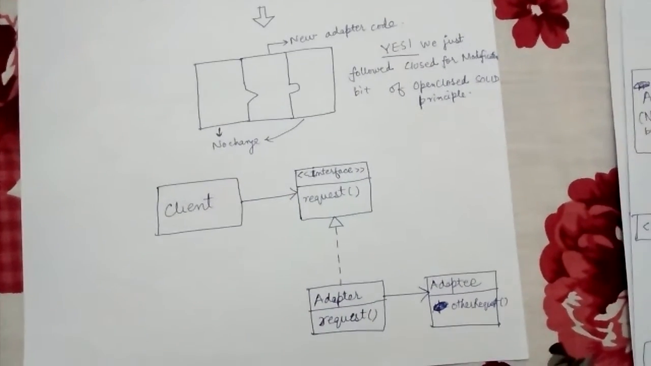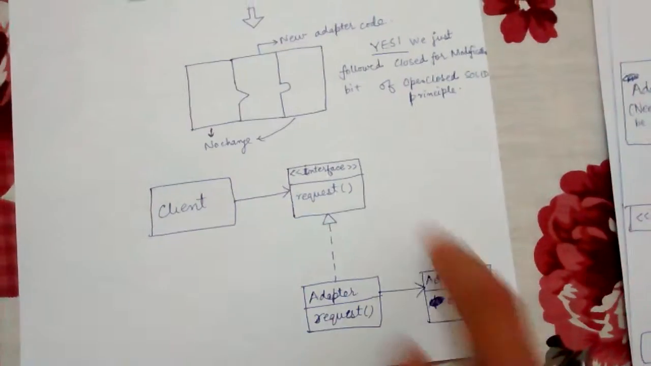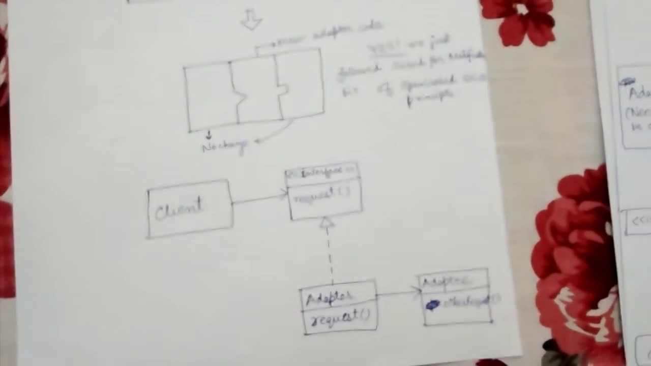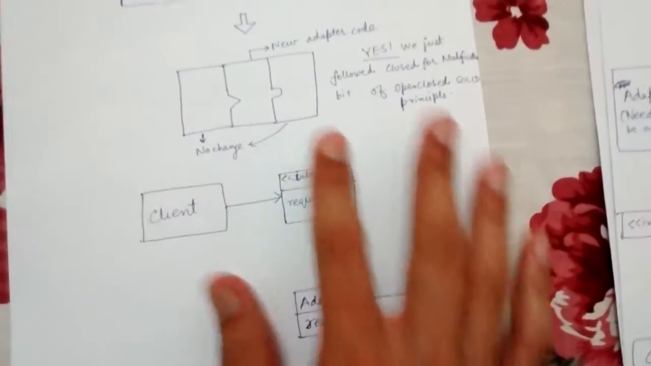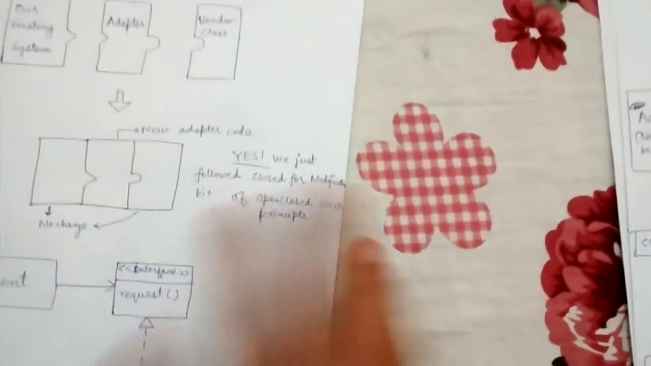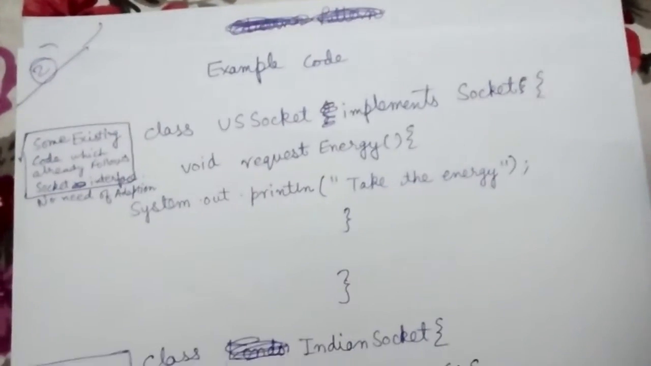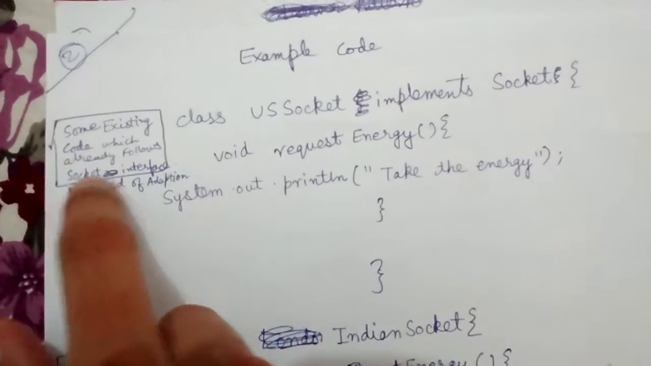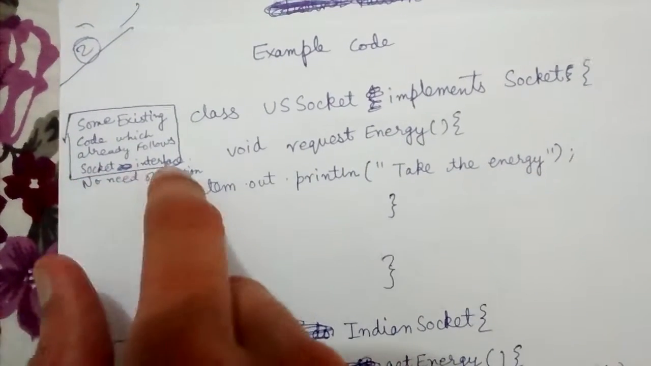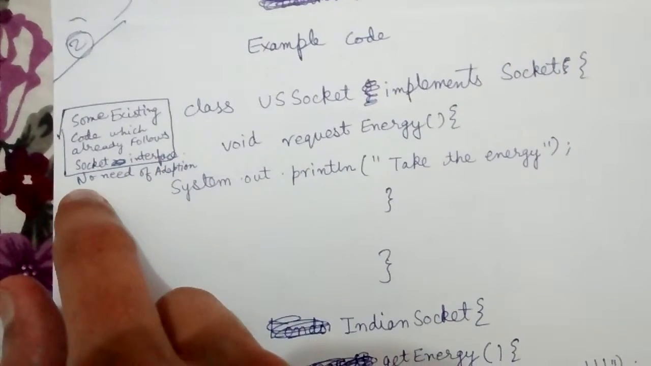So basically this is the class diagram of the adapter pattern, but I don't think this will be clear if we see it right now. So we will first look at an example and then we will come back to this class diagram. This is an example code. This is some existing code which is already following the socket interface.